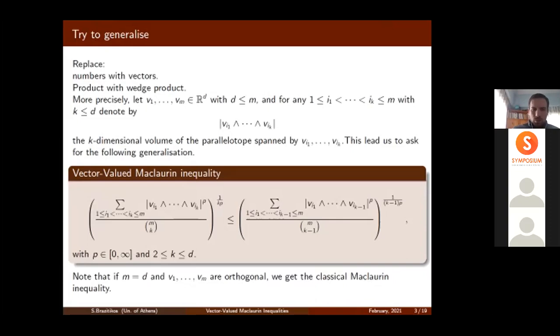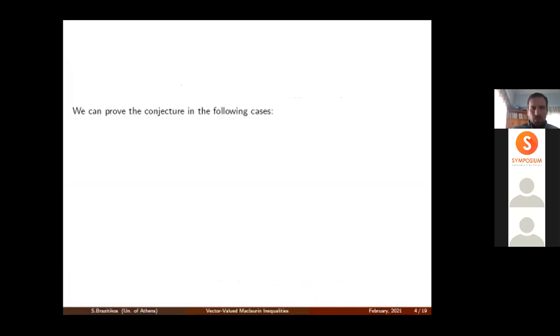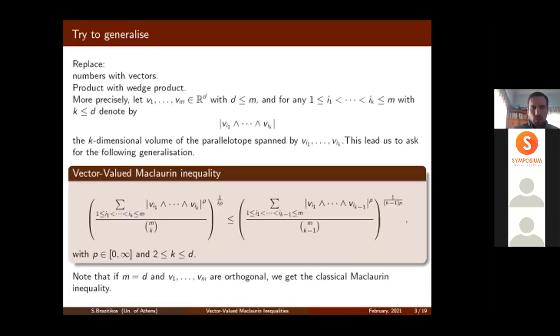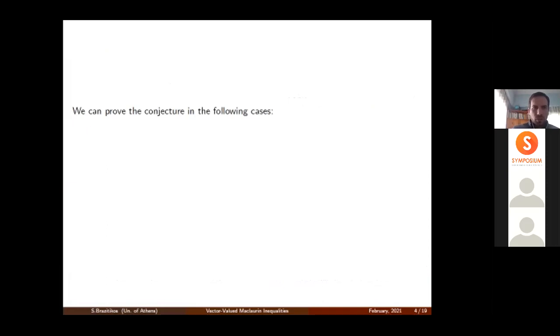So we can prove this conjecture in the following cases. The first case is p equals 2. The second case is p equals 0. The other case is p equals infinity. I will explain what p equals 0 and p equals infinity mean. And when p equals 1, we cannot do it for all k, but we can compare when k equals 2, 3, and d.